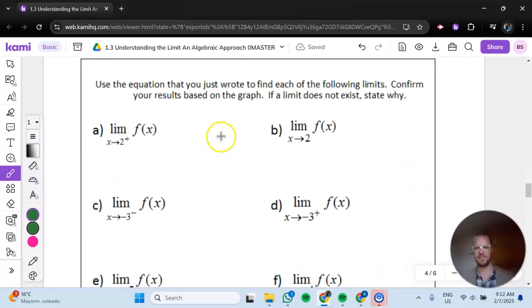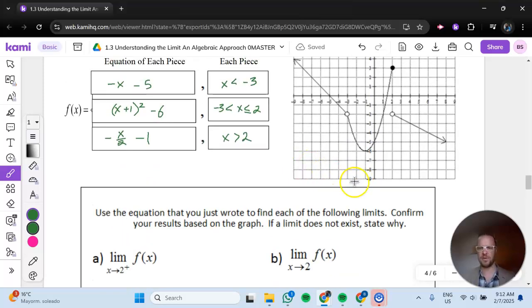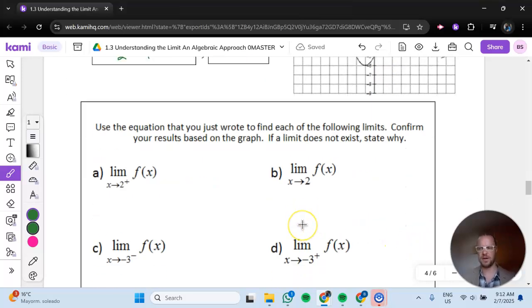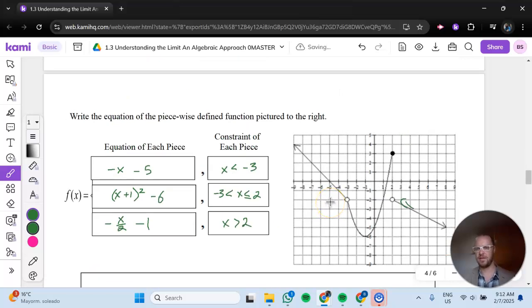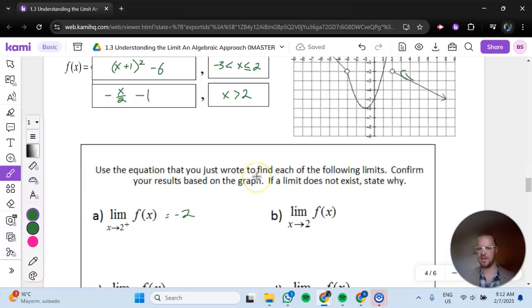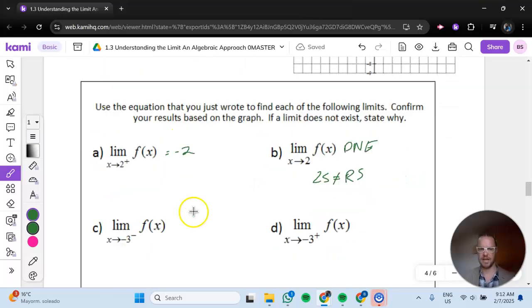Now, if we look at this, let's figure out these limits. Can I approach 2 from the right? As I approach 2 from the right-hand side, absolutely, I'm going to negative 2 there. Now if I approach 2 from the left side, it's not negative 2, so the left side doesn't equal the right side. So this does not exist.